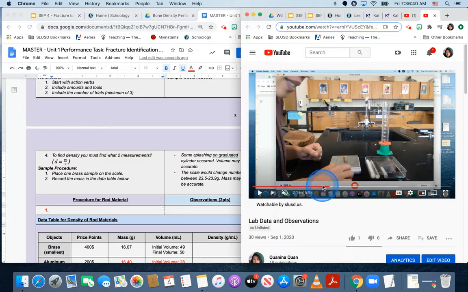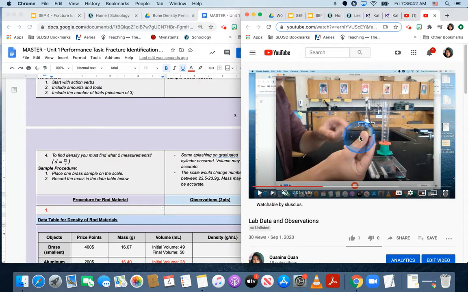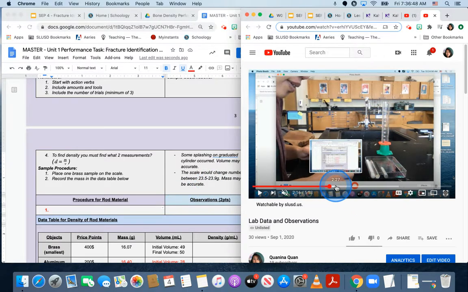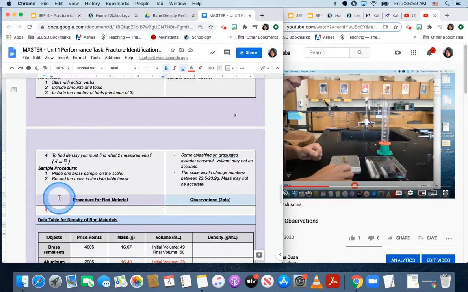So in the video, I basically say that this object has water on it, right? And then I'm going to put it on the scale, right? So what am I figuring out right now? Well, I'm figuring out the mass on the scale, or m, in my equation in order to find d, right? So step 1 is just to place brass sample on the scale.